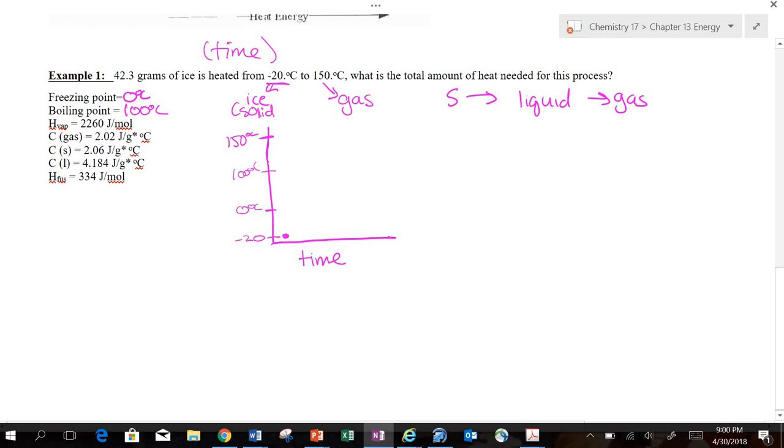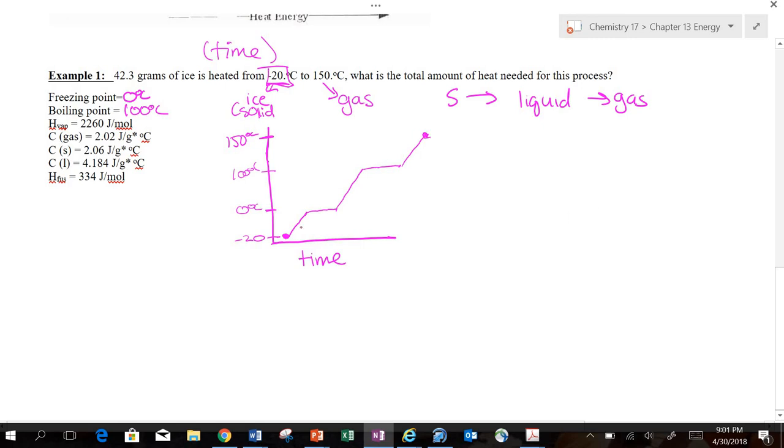We're going to start here because that's our starting point, negative 20, and I need to get all the way to 150. It's going to keep going up until it gets to 0 degrees Celsius, and then at 0 degrees Celsius, it's going to start melting. Then it's going to start increasing again. It's going to get to 100 degrees Celsius, and it's going to start boiling. But then it's going to have to start going up again to get to our 150 degrees Celsius, and then we reach our ending point.